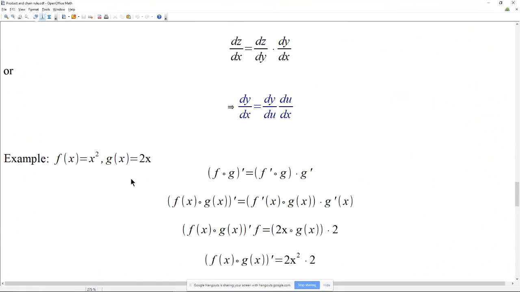Exactly. It would be parentheses 2x parentheses squared, which would actually make it 4x squared. You're just taking 2x, you're sticking it in for x here, so I have (2x) squared. That's it. Boom. You're done.